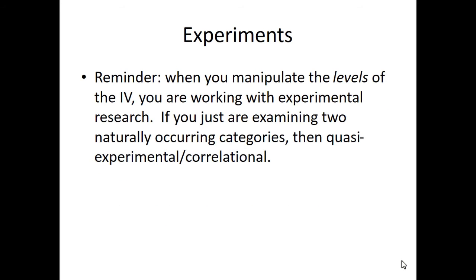And then just some quick reminders, kind of stuff from the test and terms that are important again. When you manipulate those levels of the IV, it's an experimental design. If you have two naturally occurring groups, it's quasi-experimental or correlational, okay? And that's the type of research design. Data collection, right, is either between subjects or repeated measures.